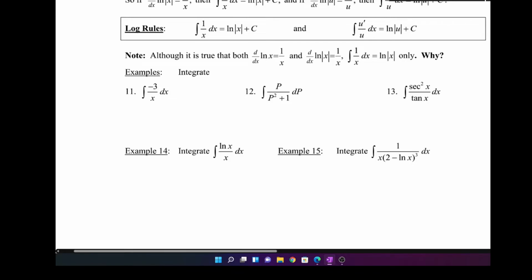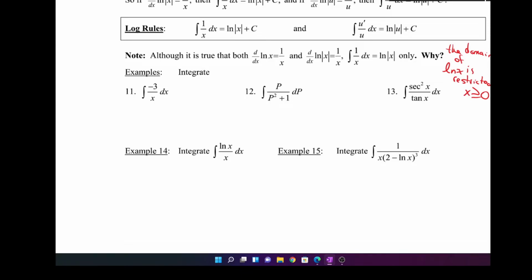So although it is true that the derivative of the natural log of x equals 1 over x and the derivative of the natural log of the absolute value of x is also equal to 1 over x, the integral of 1 over x dx is only with the absolute value. Why? The domain of the natural log of x is restricted. Remember, x has to be greater than 0. That's a requirement of the domain of the natural log of x. All right, and I'm saying again that I don't stress about it.